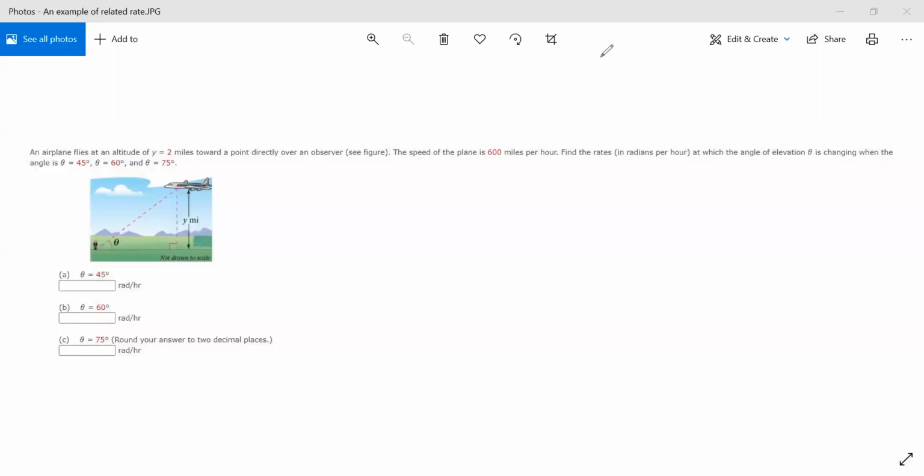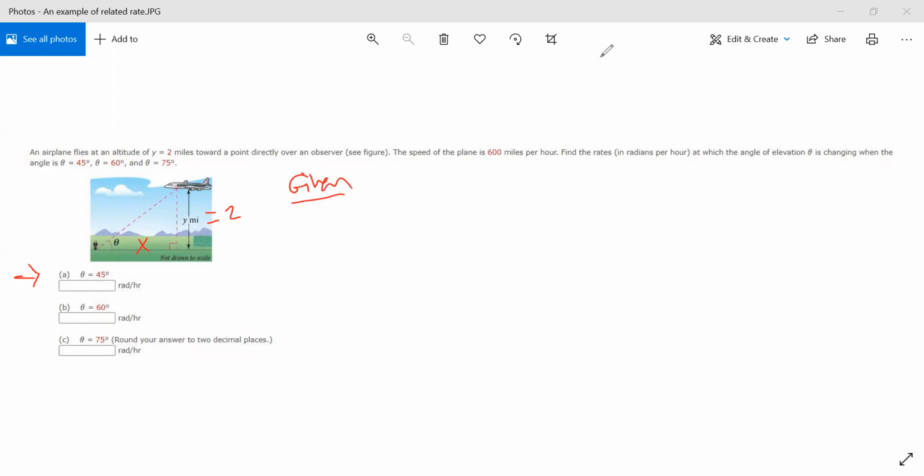I will do one problem. I will do part A, and parts B and C are really similar. So I'm going to call this, so the y is 2. This is 2, and this is x. So what is given to us now? Let's write down the given.